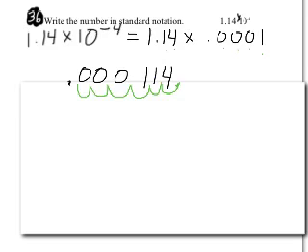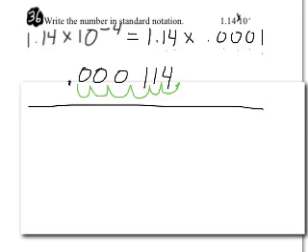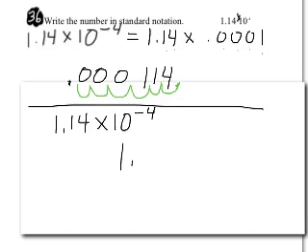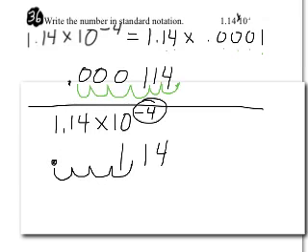And that would be the number written in standard notation. However, let's just do a shortcut for all this. Let's take that 1.14 times 10 to the negative 4th power. Okay, and we'll say, all right, we're going to change it into standard notation. So we have 1.14, and I'm just going to add 4 more decimal places to get rid of this 4. So 1, 2, 3, 4. And there's our number. Notice it's the same thing. So you don't have to go to all that trouble.